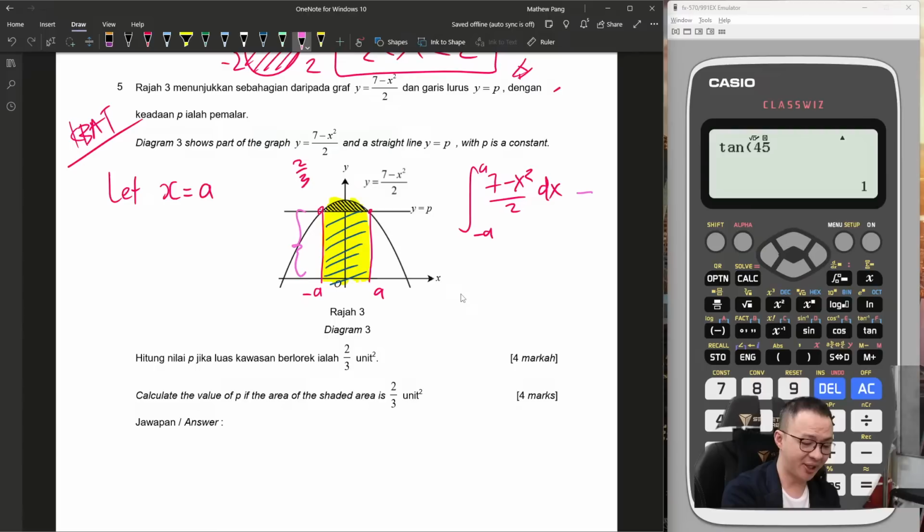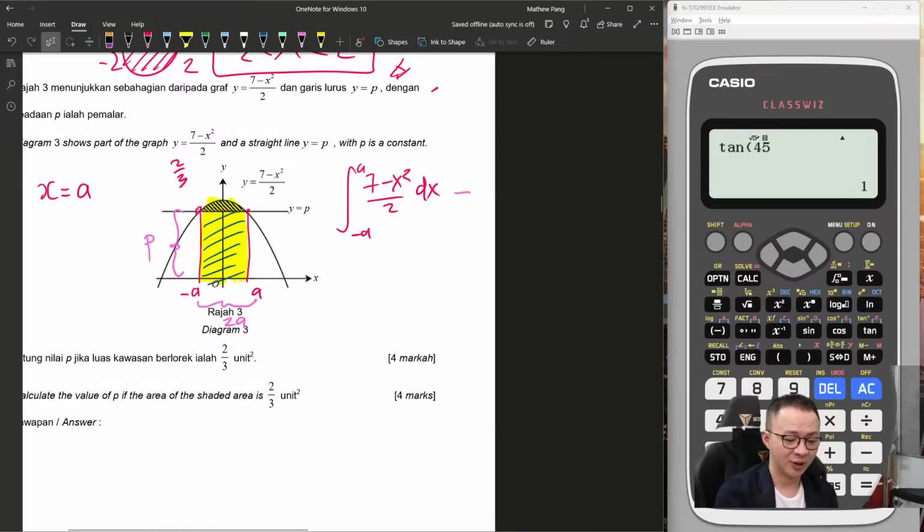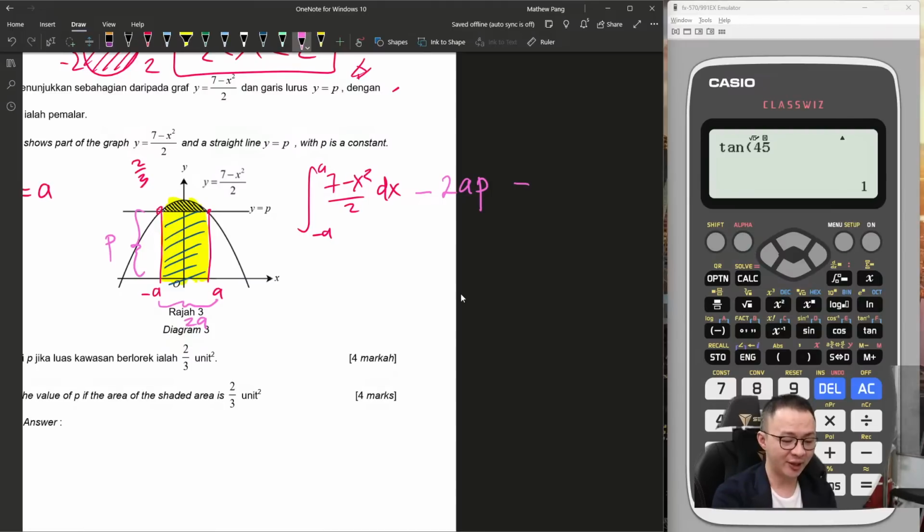The rectangle height here is p, isn't it? Here is 2a, isn't it? Yeah, you can see, right? So this one is called 2AP. Okay, then only we can get the 2/3. But I don't like 2AP because I can know p in terms of a, right?